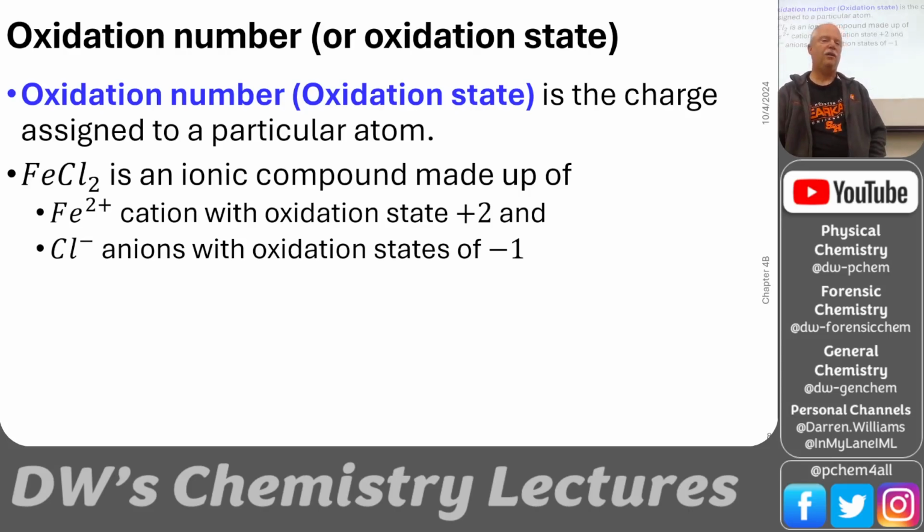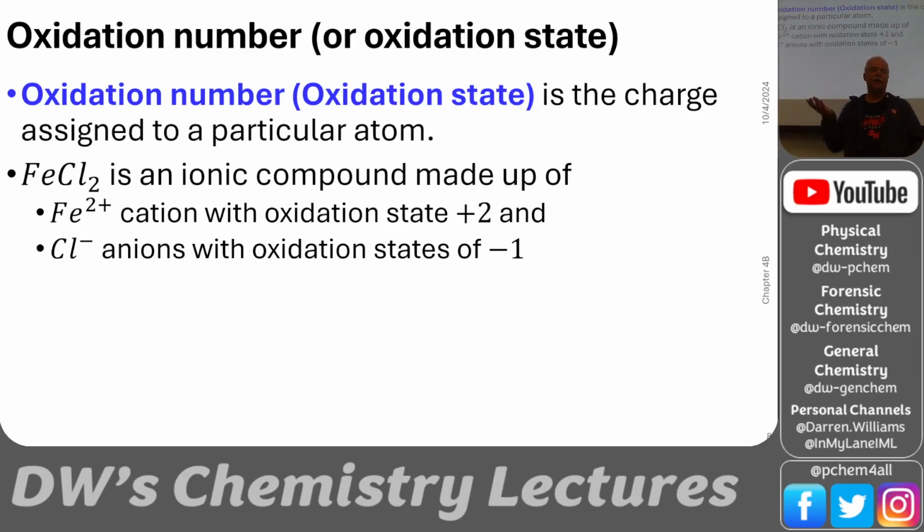So here, iron chloride is an ionic compound made up of iron 2 plus cation with an oxidation state of plus 2. So that's how we would write it out. We'd say its oxidation state is +2. The charge is what it is. It's the charge on that species. And then the chloride anions have an oxidation state of -1.